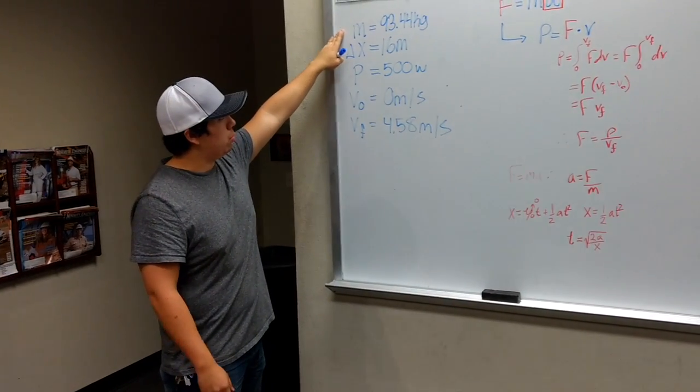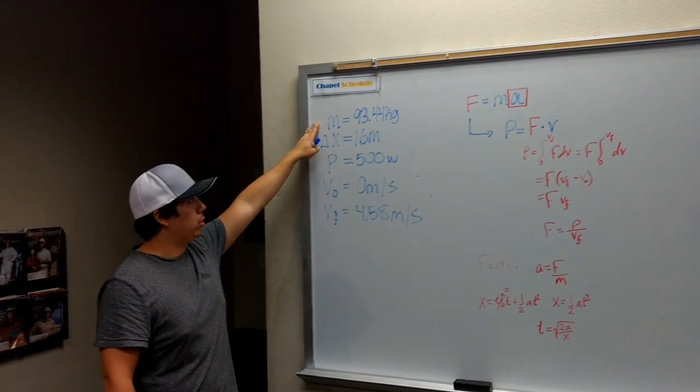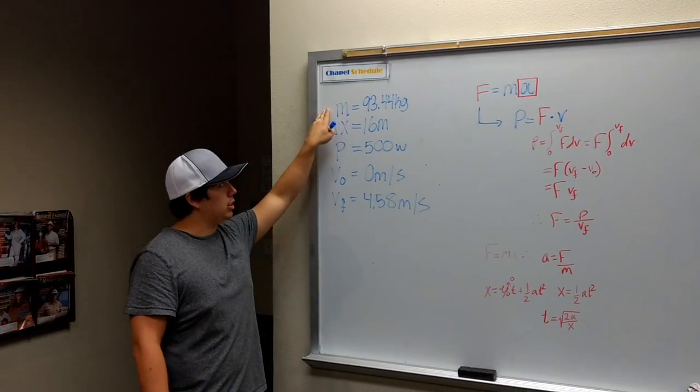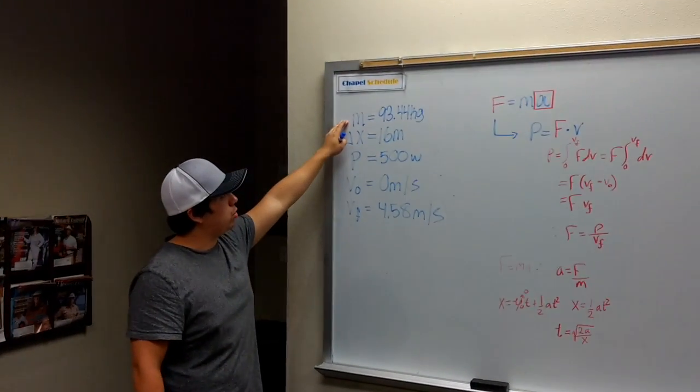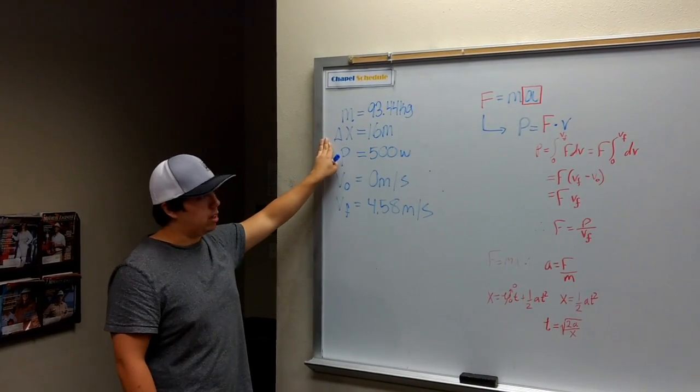The first given is the mass. I weighed myself, and the board has a known weight, so we put it all together and converted it into kilograms to make everything easier in units. So I have a mass of 93.44 kilograms. We have a distance traveled of 16 meters.